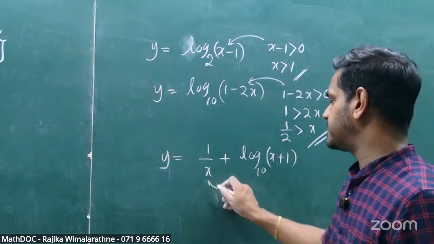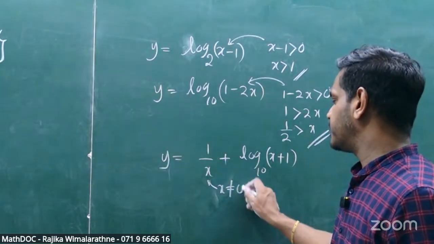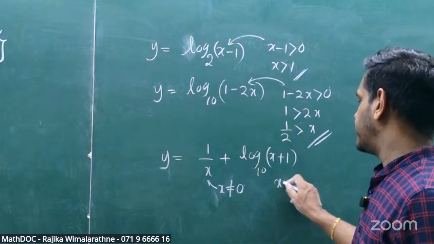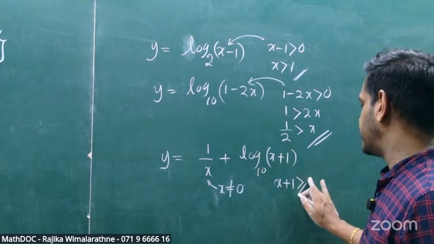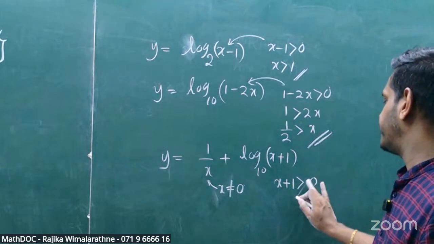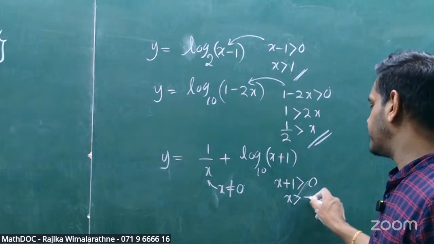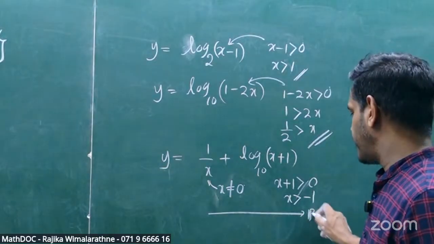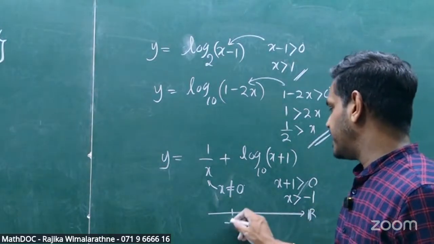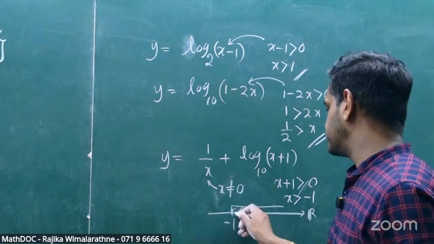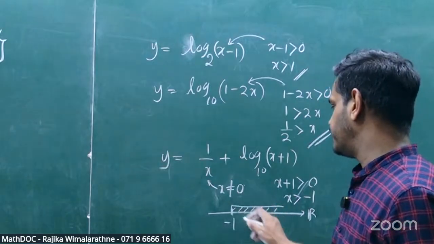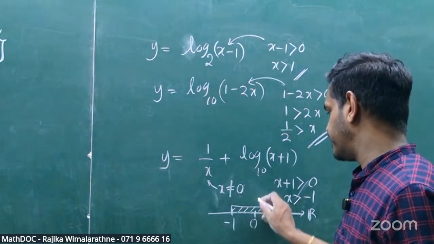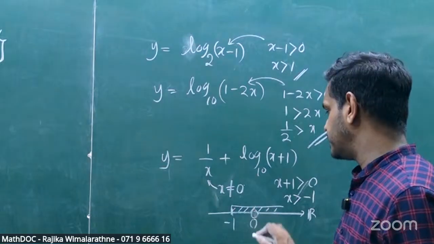Then see y equals x log base 10 of x plus 1. For this x is not equal to 0, and for this x plus 1 is greater than 0, then x is greater than minus 1. When you consider these two at once, the value is greater than minus 1, and the value is not equal to 0. You make a hole here.